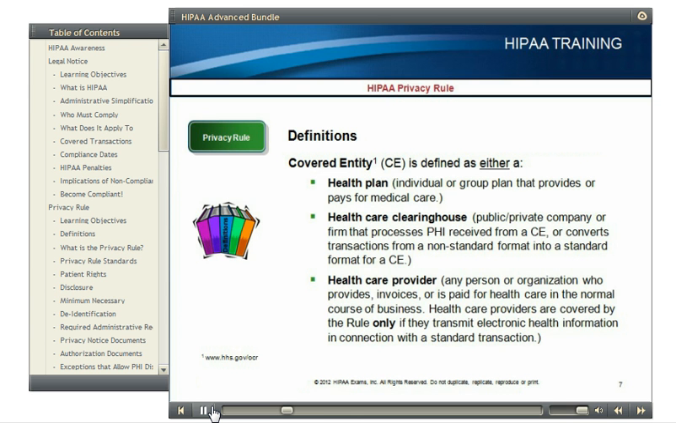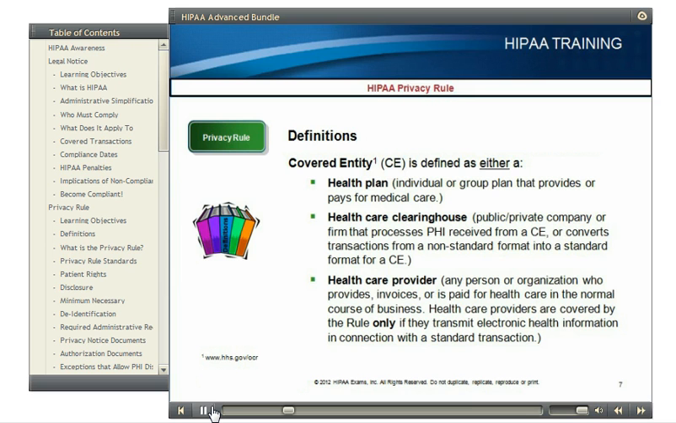Covered Entity, CE, is defined as either a health plan, individual or group plan that provides or pays for medical care; or a healthcare clearinghouse, a public or private company or firm that processes PHI received from a CE, or converts transactions from a non-standard format into a standard format for a CE.